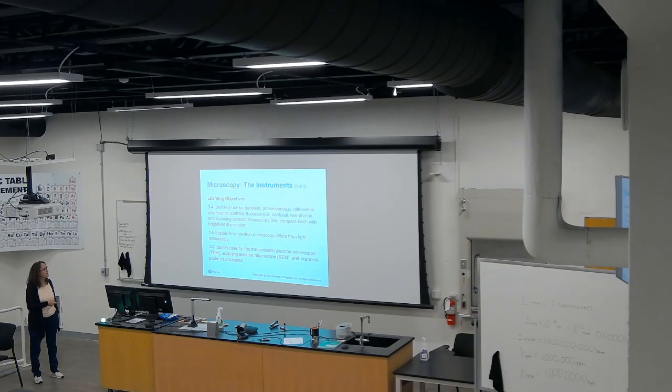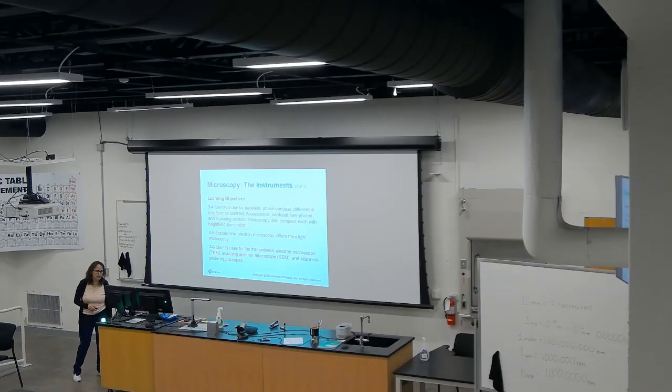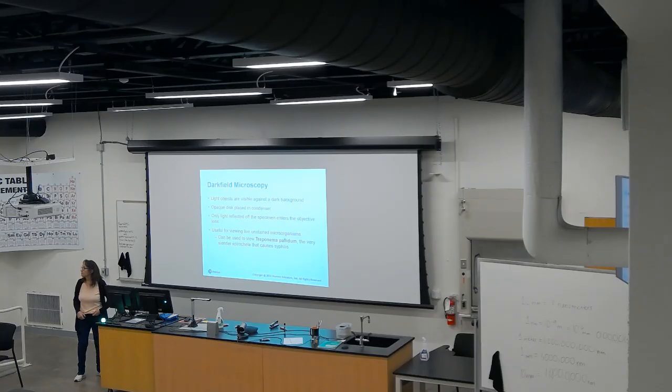Okay, now we're going to see other microscopes like dark field, phase contrast, DIC, fluorescence, confocal, and two-photon scanning, and we're going to compare each with bright field illumination, and we're going to see how electron microscopy is different from light microscopy, and examples of TEM, SEM, and scanning probe microscopy.